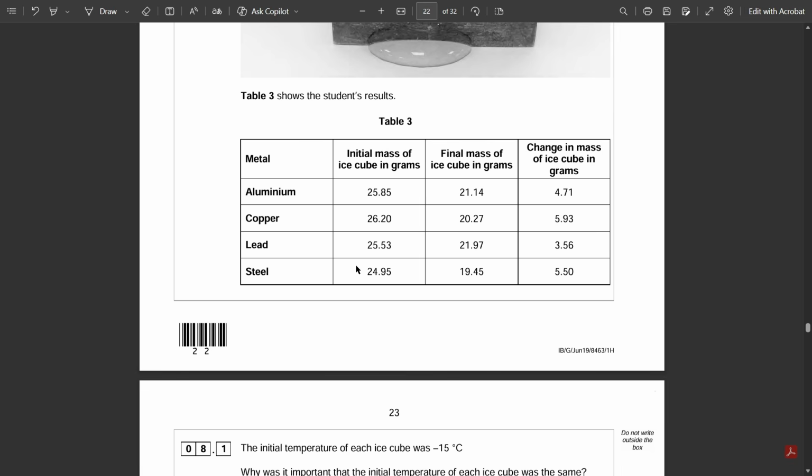obviously it's going to melt, it's going to lose more mass. This is an extreme example, but if you have an ice cube that weighs a kilogram, it's going to lose a lot of mass. However, if you have an ice cube that weighs 1 gram, it can technically only lose a gram of mass.